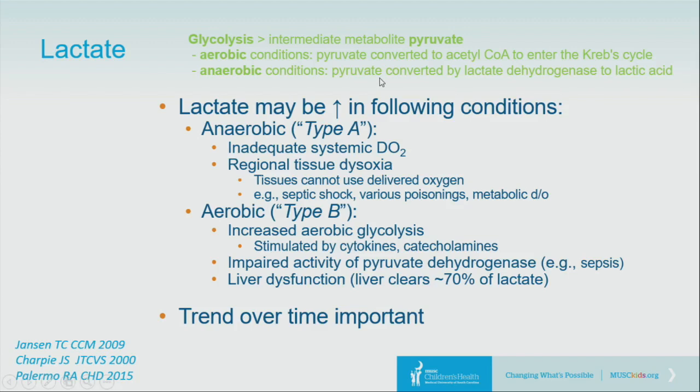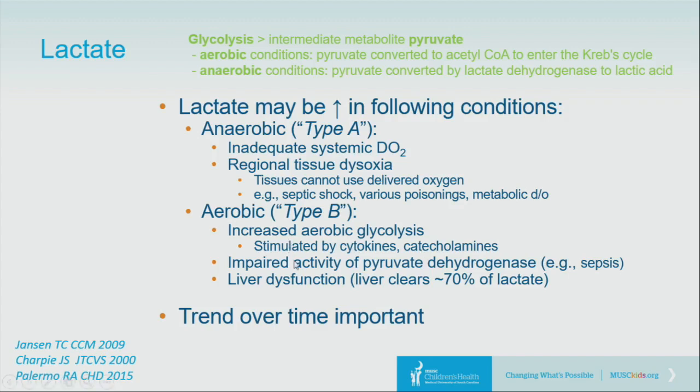So there are 2 types of lactic acidosis. A type A lactic acidosis is due to inadequate systemic oxygen delivery, and that's probably the most common type that we see in the cardiac intensive care unit. But you can also have a type B lactic acidosis that exists when aerobic metabolism is still present, and it can be caused by an increase in glycolysis that's stimulated by cytokines or either endogenous or exogenous catecholamines.